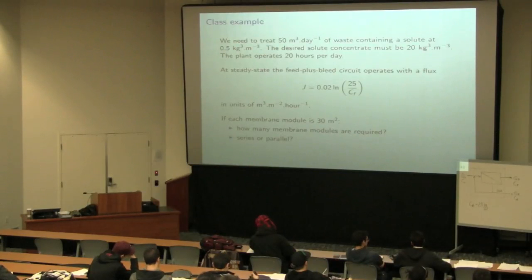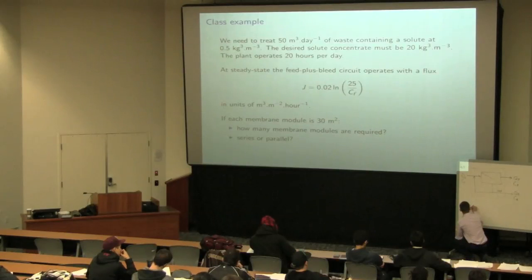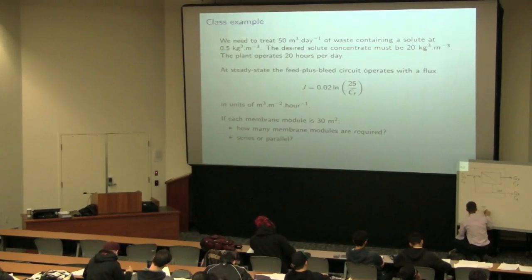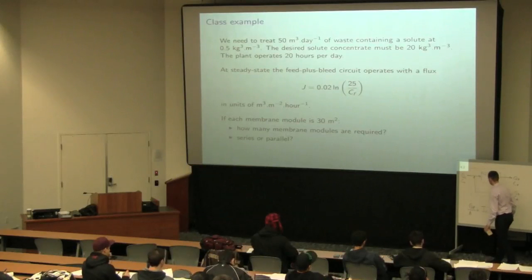But the question that we're after here is how many membrane modules do we require if each module is 30 meters squared? So the way we solve that is to recognize simply that this QP, the volumetric flow rate, divided by the area is equal to the flux J. So QP is your permeate flow rate, QP is J times the area, or QP divided by A is essentially the definition of the flux.